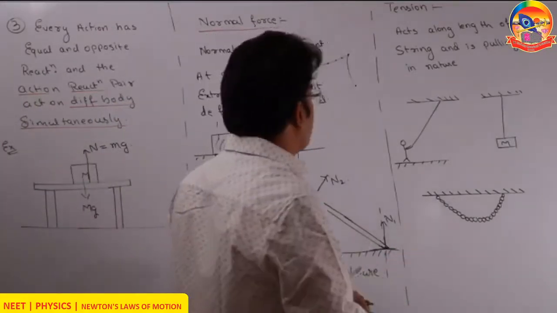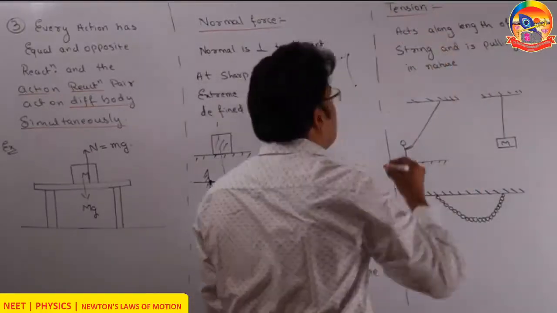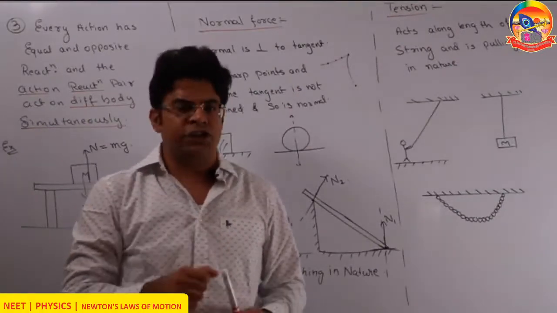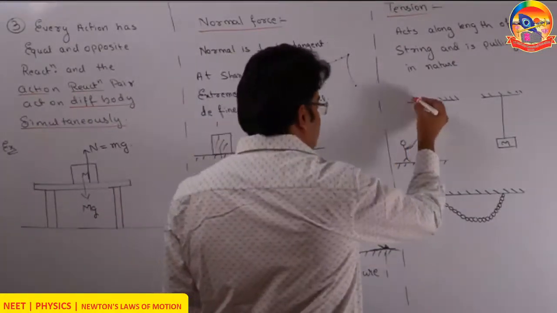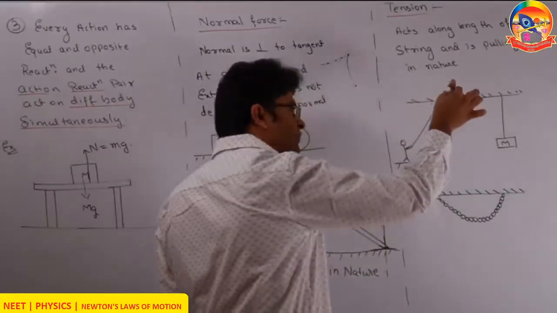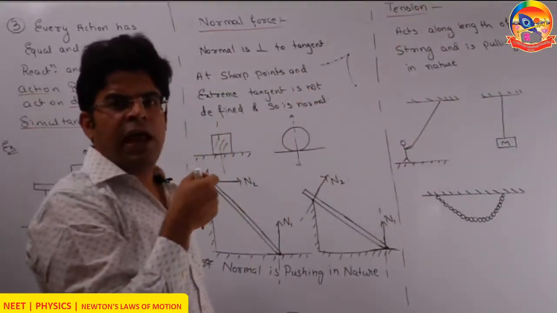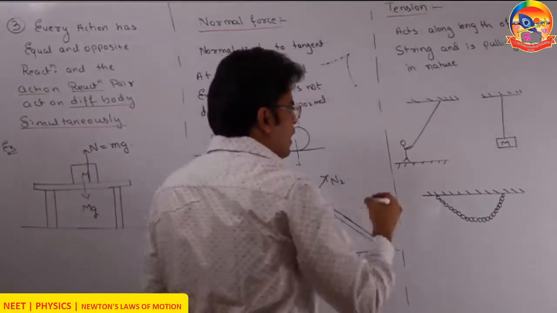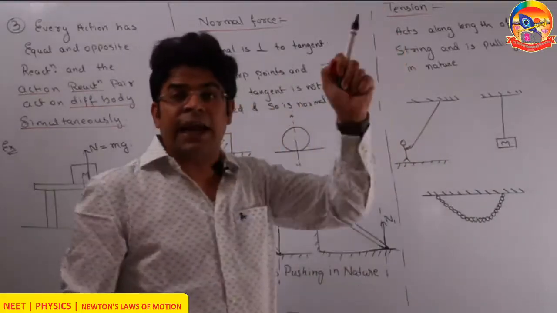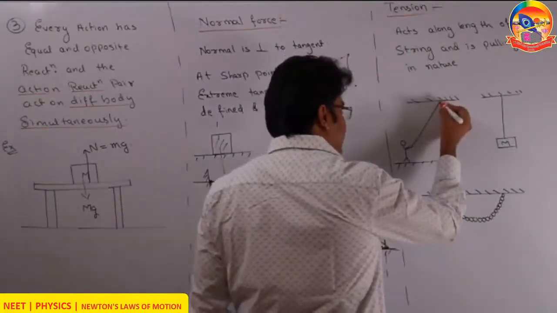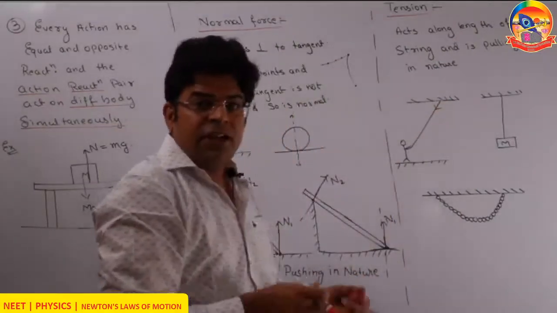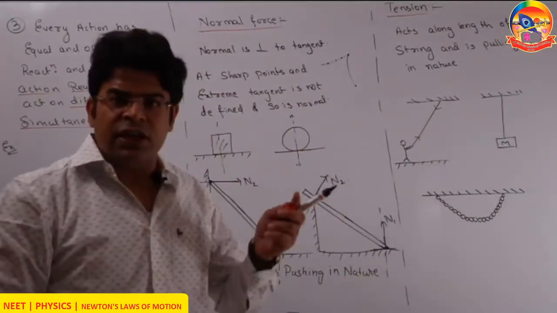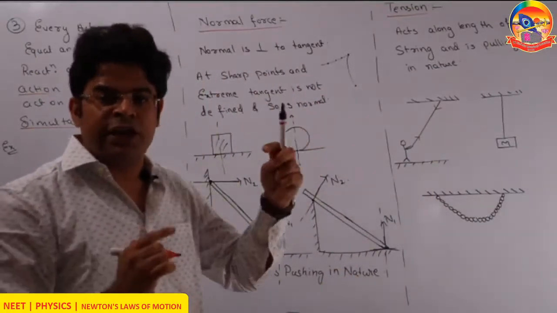Next thing that we have to talk about is tension. Tension acts along the length of the string and tension is pulling in nature. For example, let's say there is a ceiling and from the ceiling we have connected a string and I am holding the string but not straight down, at some angle. The string pulls both its ends. The string pulls the ceiling along its length as well as pulls your hand along its length. So the force of tension acts along the length of the string and is pulling in nature.